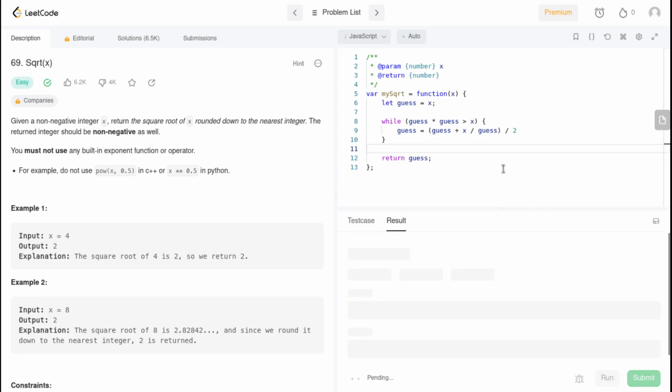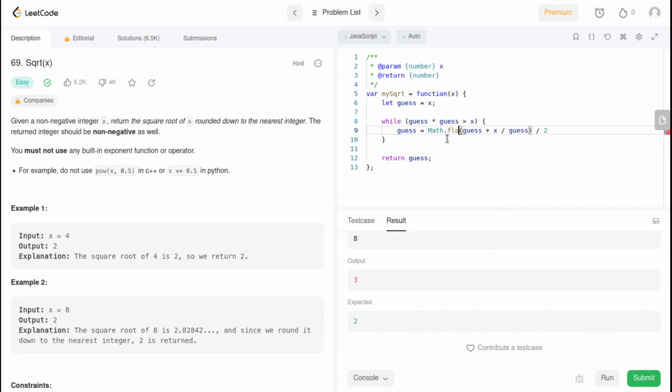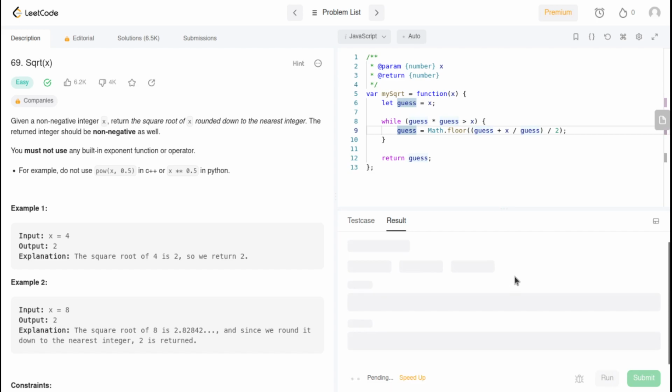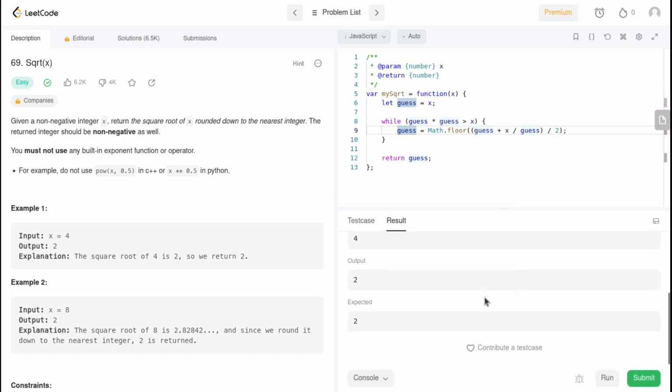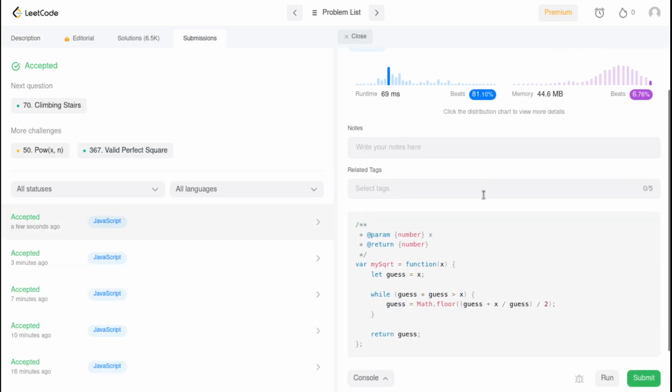And let's just run this test case and see if we get the answer. Okay, I got to do something. We should floor this thing, and let's just run it again. Okay, so we got a pass test case. Let's just submit this and see if it accepts the solution, and we have an accepted solution.